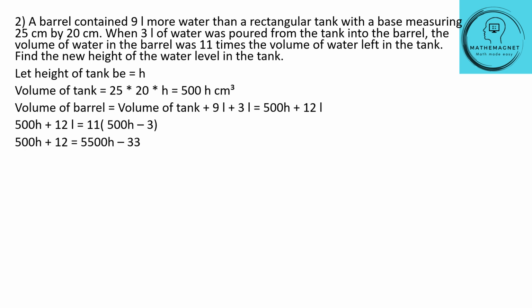So it will become 500 h plus 12 equal to 5500 h minus 33. So that will be 5000 h equal to 45 and h equal to 45 by 5000, which is equal to 0.009 centimeters. So the height of the water level in the tank will be 0.009 centimeters.